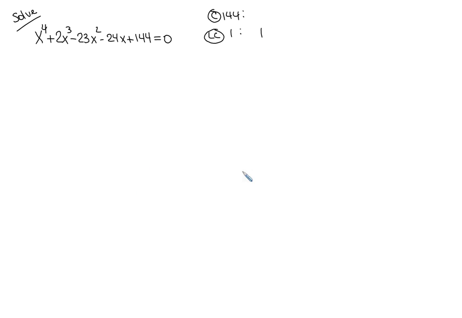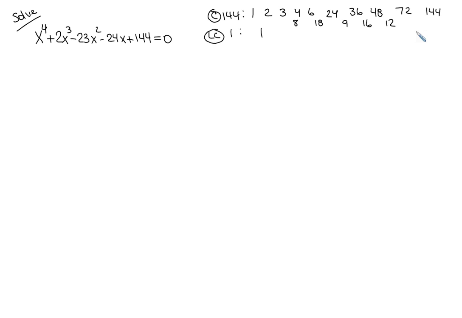The factors of 1 are just 1. The factors of 144 are 1 times 144, 2 times 72, 3 times 48, 4 times 36, 5 doesn't go, 6 times 24, 7 doesn't go, 8 times 18, 9 times 16, 10 doesn't go, 11 doesn't go, 12 times 12.